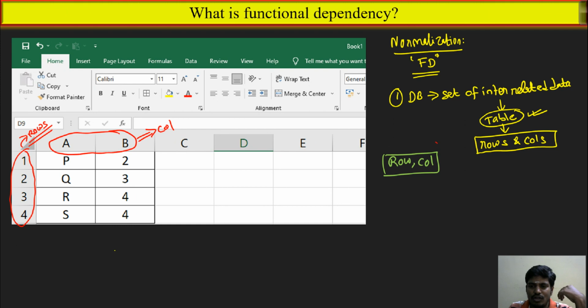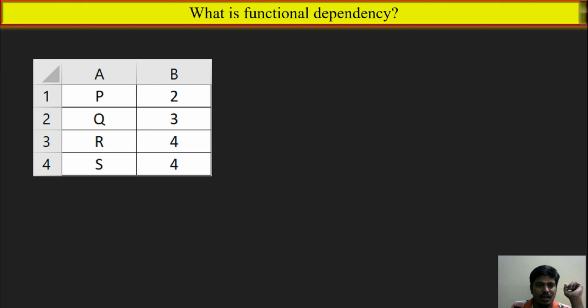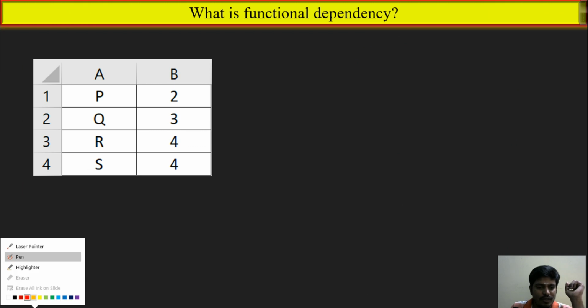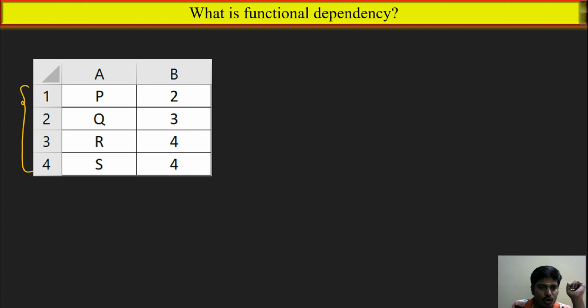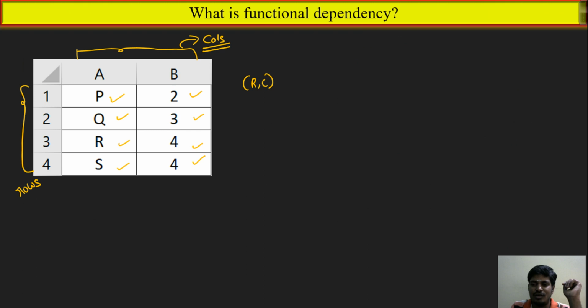We are going to represent this row and column in the format row comma column, or simply R comma C. Moving forward, listen carefully, my dear friend, I have snipped that particular part. Right now you know that 1, 2, 3, 4 are rows and A and B are columns. Suppose these are values P, Q, R, S, 2, 3, 4, 4. What is the format that you are going to represent? Row comma column.